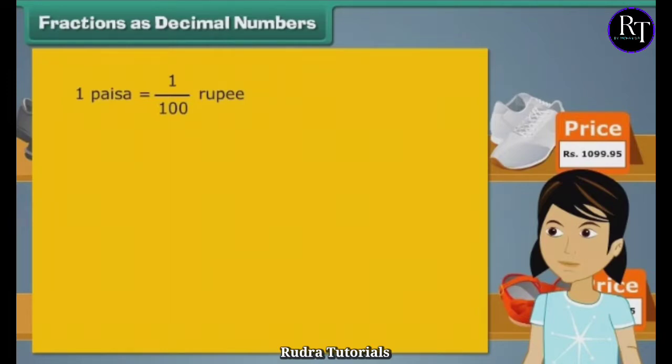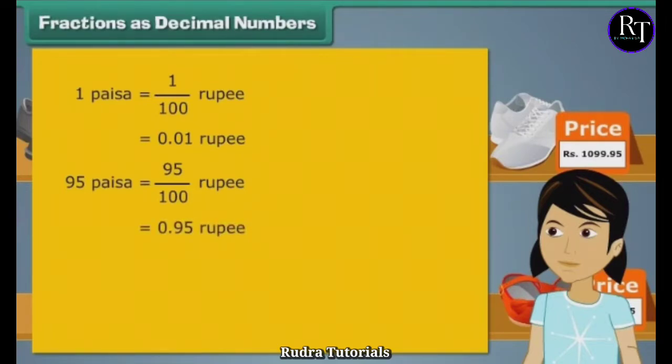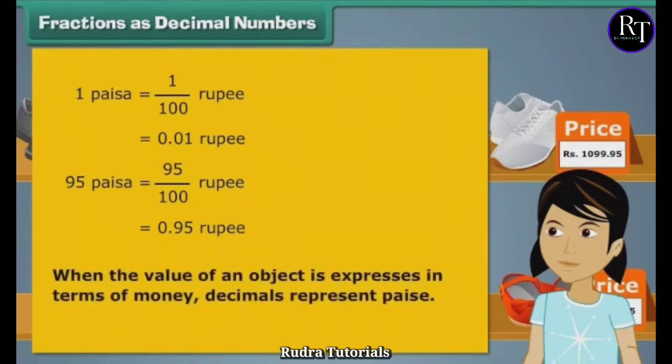It can also be written as 0.01 rupee. Therefore, 95 paise form 95 by 100th of a rupee. We can express 95 paise as 0.95 rupee. Therefore, the decimals in the footwear prices stood for paise. When the value of an object is expressed in terms of money, the decimal represents paise.